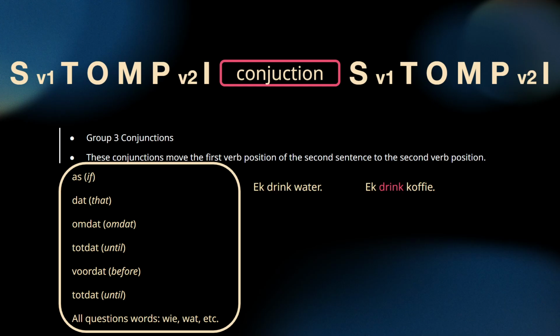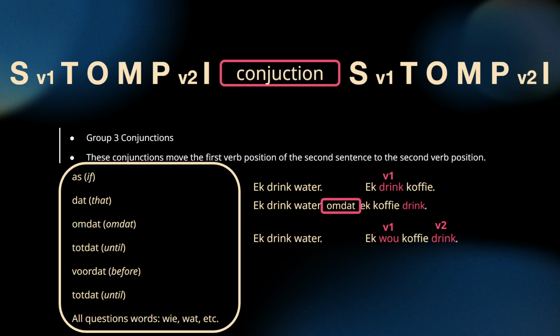Let's take a look at an example. Ek drink water, ek drink koffie. I immediately just identify my verb 1 because it is going to move to the second verb position. Ek drink water omdat ek koffie drink. That verb 1, drink, moving to the second verb position.